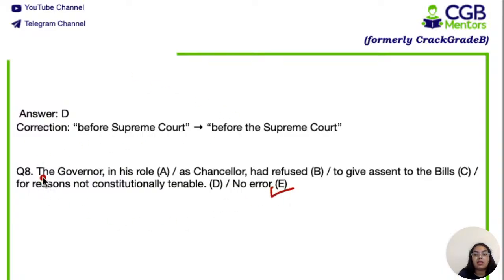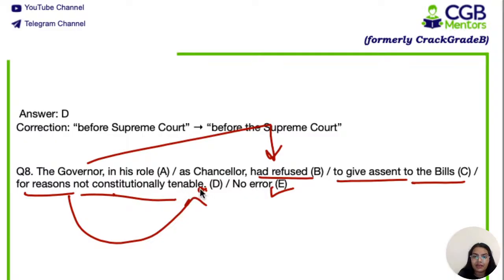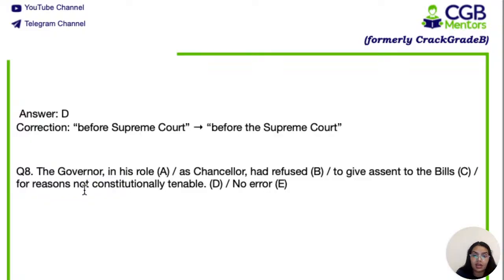Answer is E. The governor, in his role as chancellor, had refused to what? Give assent, say yes to the bills. For what reasons? Not tenable, not how tenable? Constitutionally tenable. So you have adjective, you have adverb, and other things are right in its place.